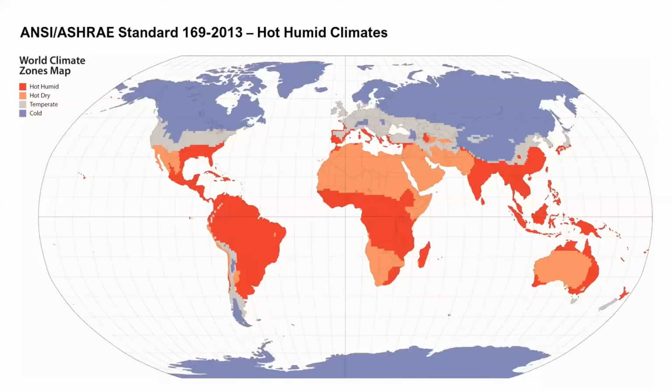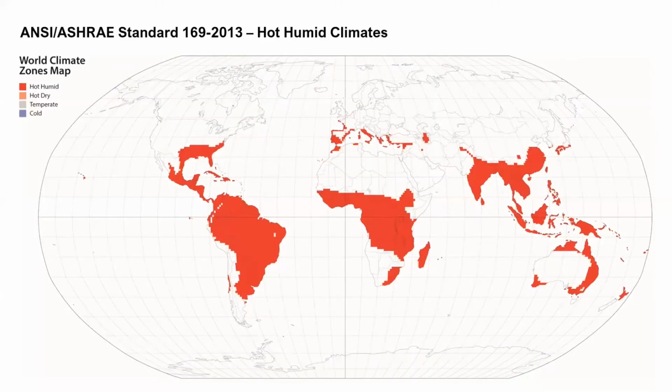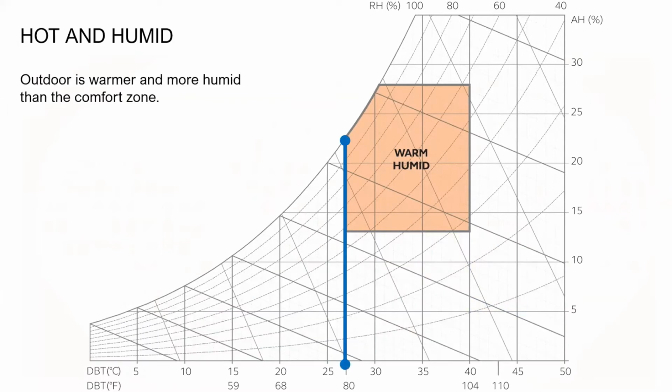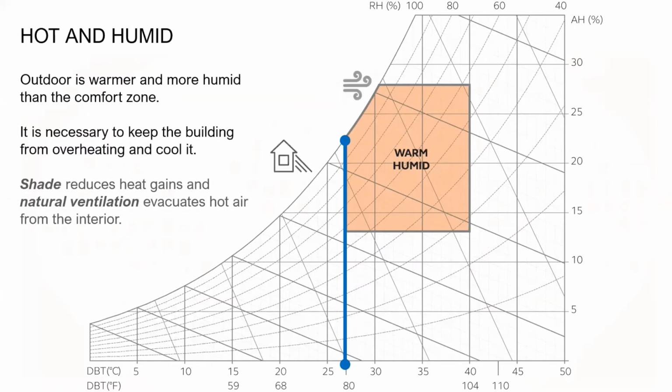As you saw in the world, they're in the tropical regions, close to the equator, low altitude, and characterized, when we look at the psychrometric chart, they're to the right and to the top of the comfort zone. And typically they're warmer and more humid than comfort. So it's necessary to keep the building from overheating and to cool it. So shade reduces heat gains, and natural ventilation evacuates the hot air from the interior. These are typically the strategies that we use in a hot and humid climate.